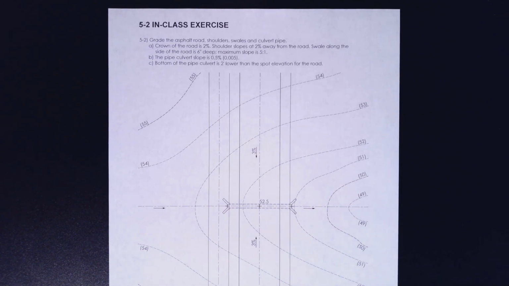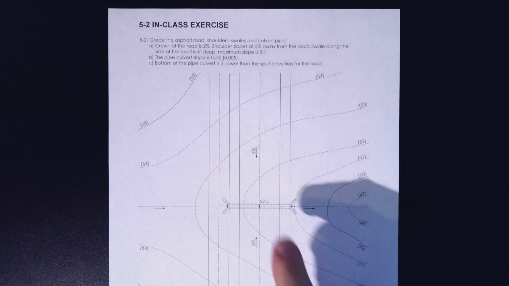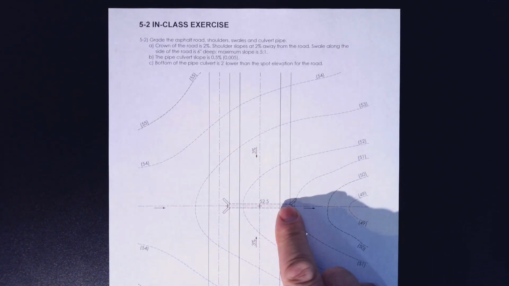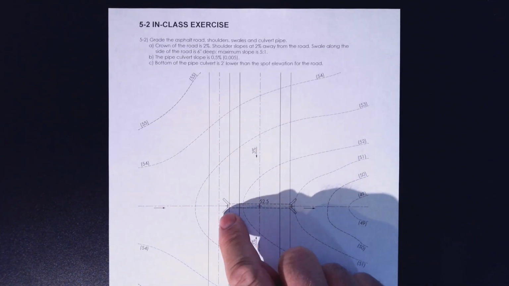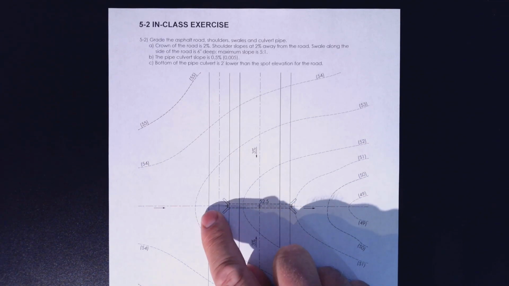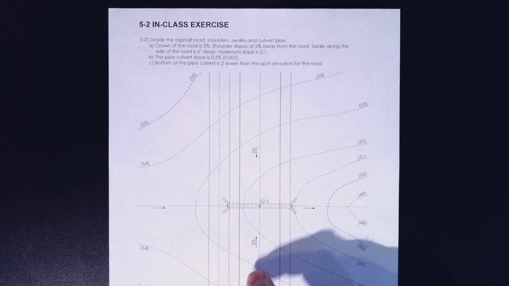Alright, this is grading exercise video 5-2. We need to grade the asphalt road, shoulders, swales, and culvert pipe here. So this is the culvert pipe. Those are wing walls where the pipe goes in, comes out.